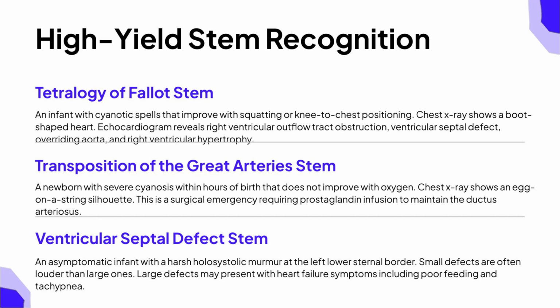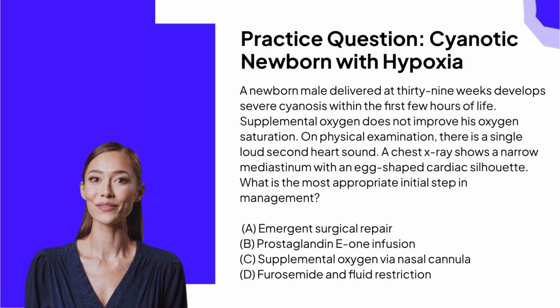For ventricular septal defect, the classic presentation is an asymptomatic infant with a harsh holosystolic murmur at the left lower sternal border. Small defects are often louder than large ones, which is a favorite board trick. Large defects may present with heart failure symptoms including poor feeding and tachypnea. These stems repeat over and over on practice questions and on the real exam. Let us work through our first practice question.